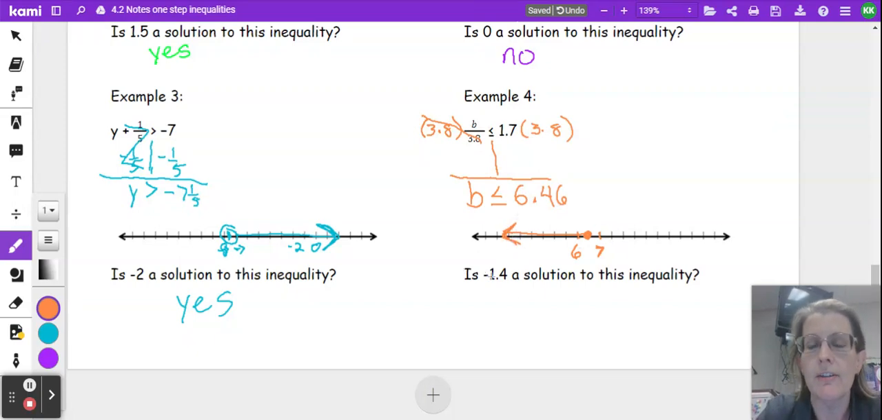And our question says, is negative 1.4 a solution to this inequality? Well, all the negatives are going to be on this side, since this is a positive 7 and 0 will be over here. So yes, since our answer is a positive number and everything has to be smaller than that, and negatives are always smaller. So that is a solution to this inequality.